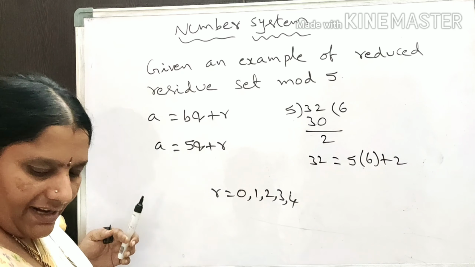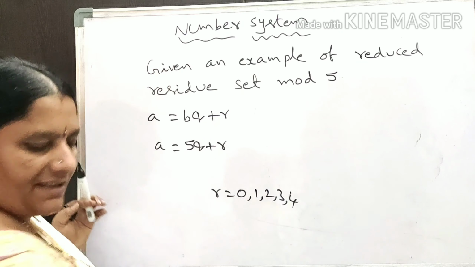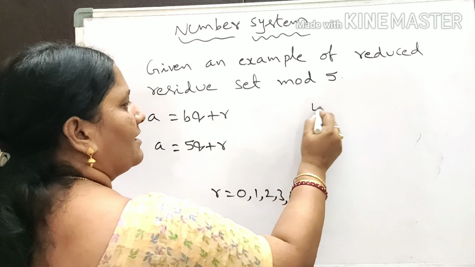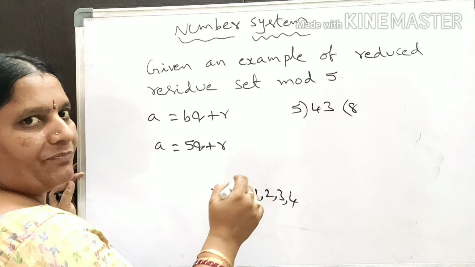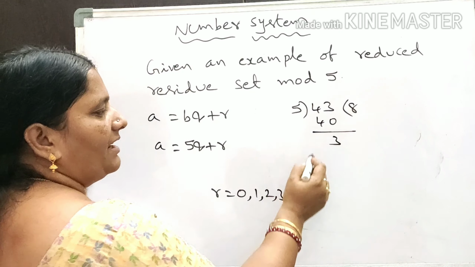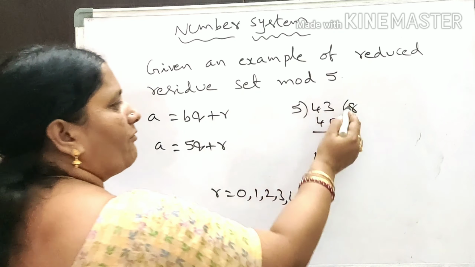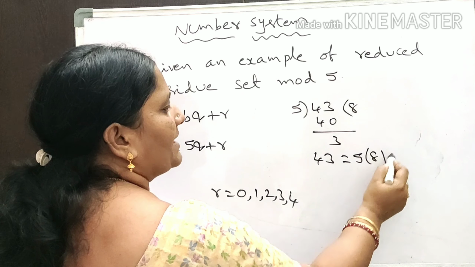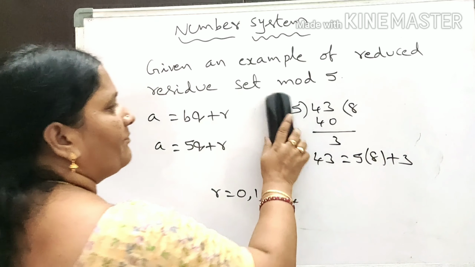And similarly, if we take 43, when 43 is divided by 5, it goes 8 times, 8 fives here, this is 40 and remainder is 3. Then we can write 43 is equal to 5 into 8 plus remainder 3. So remainder is equal to 3 in this case.